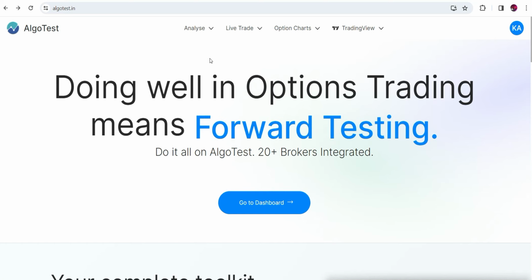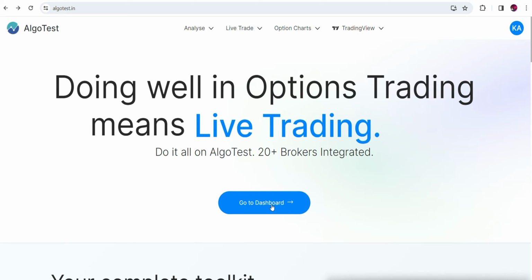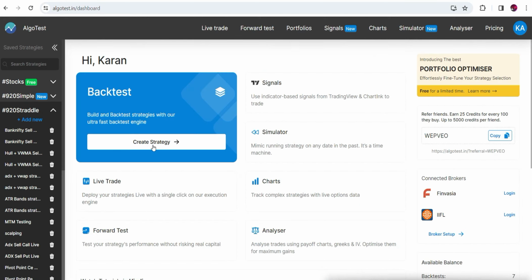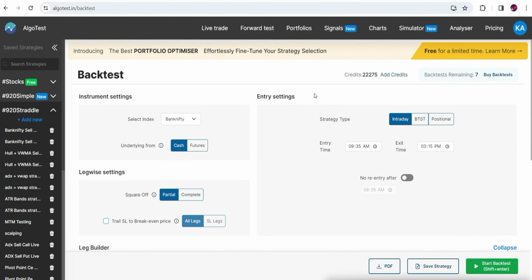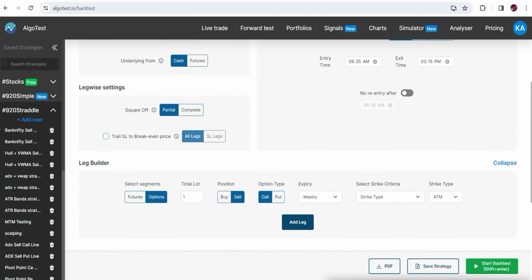So traders, now let's open our AlgoTest dashboard and create a strategy. To open the AlgoTest dashboard, click on Go to Dashboard. Here, to create a strategy and backtest it, you can click on Create Strategy. I have explained some of the basic features of this dashboard in our previous videos, AlgoTest tutorial part 1 and part 2. If you haven't watched those videos, you must watch them so that you get a basic idea of how these features work.